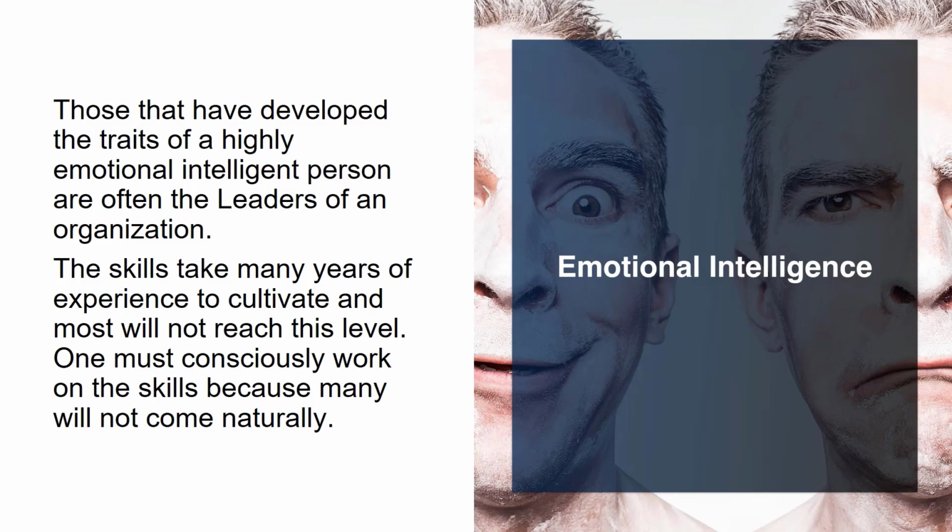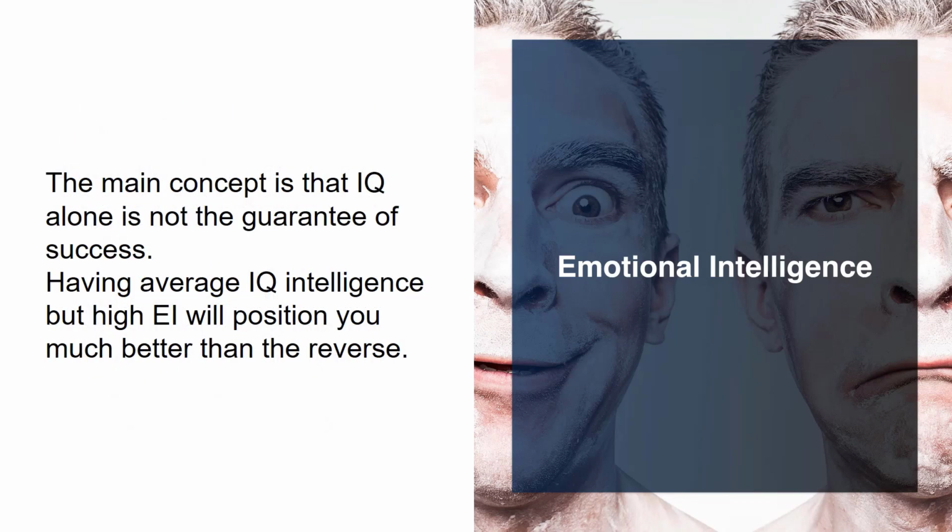Conclusion: those that have developed the traits of a highly emotionally intelligent person are often the leaders of an organization. The skills take many years of experience to cultivate, and most will not reach this level. One must consciously work on the skills, because many will not have it come naturally. The main concept is that IQ alone is not the guarantee of success. Having average IQ intelligence but high EI will position you much better than the reverse.